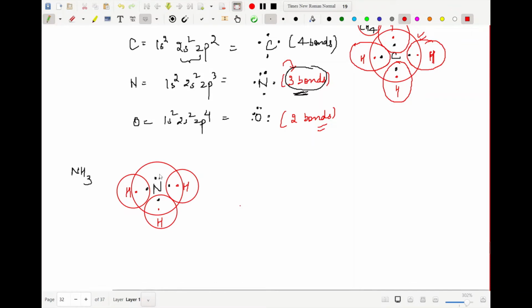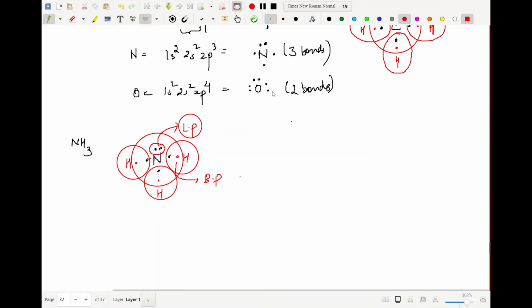Now these 2 electrons, as you can see, are not shared with any hydrogen atom, right? They are localized at only the nitrogen atom, and that's why we call them lone pair electrons. They are present only on the nitrogen atom and are not used in any kind of sharing, whereas these 3 pairs have been shared with the 3 different hydrogen atoms. That is why they are called bond pair electrons. So we have 3 bond pairs and 1 lone pair here.